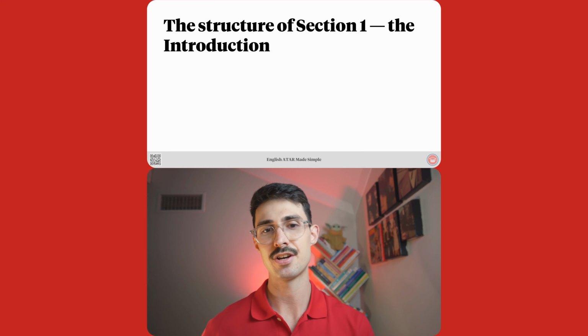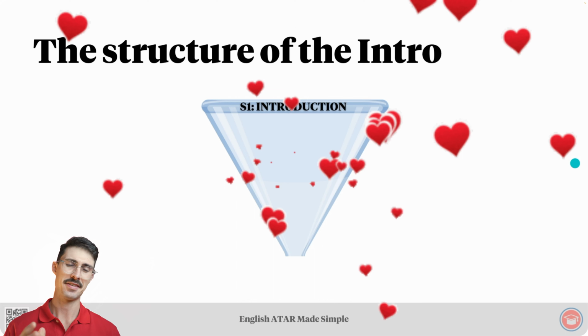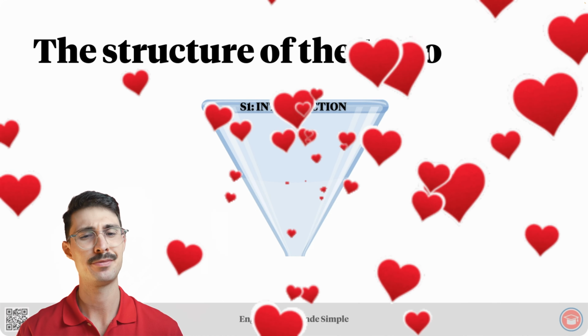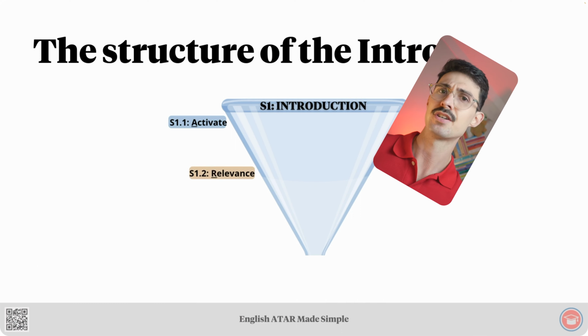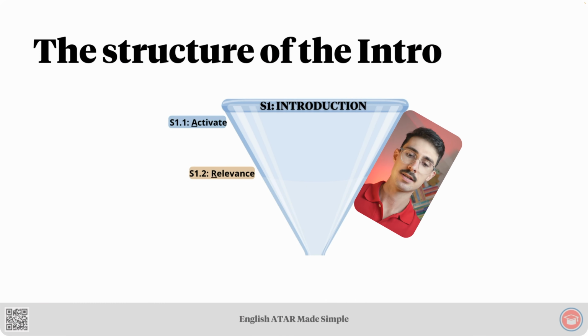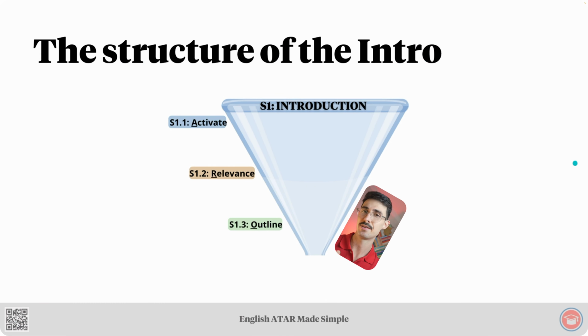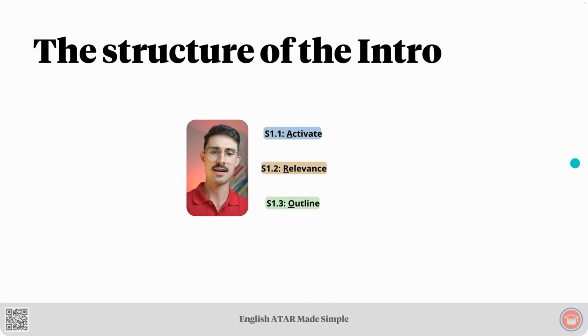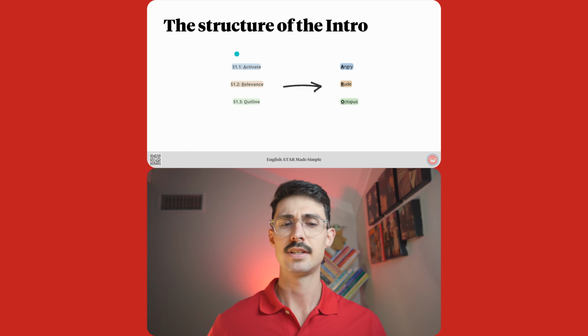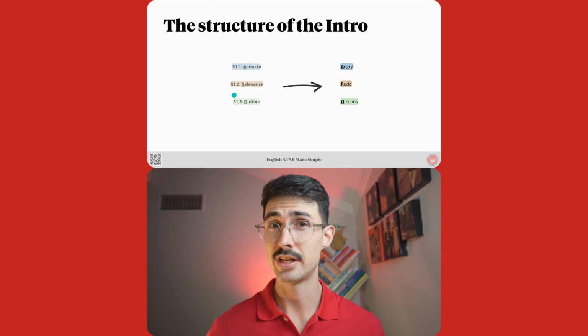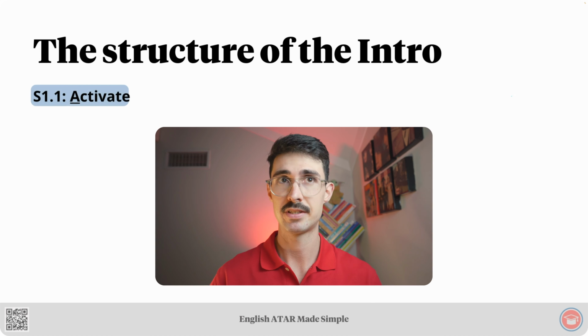Let's turn to section 1, the introduction. And we encounter the beautiful top funnel once again. First subsection is the activate. Subsection 1.2 is relevance. Subsection 1.3 is outline. Collectively, we have ARO, or as I like to say, angry, rude octopus. Let's discuss each subsection in more detail, starting with the activate, subsection 1.1.